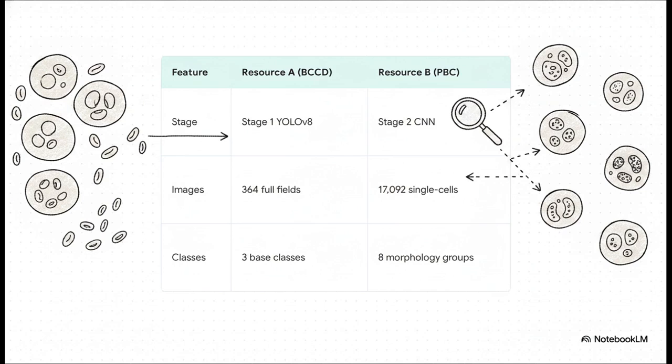cells, and platelets. Then you step it up with Resource B, the canonical peripheral blood cell dataset. We're talking over 17,000 high-resolution, pathologist-verified single-cell images, used specifically for your Stage 2 CNN to handle fine-grained classification into 8 distinct morphology groups. Breaking it down like this proves you have a highly deliberate modular engineering approach.